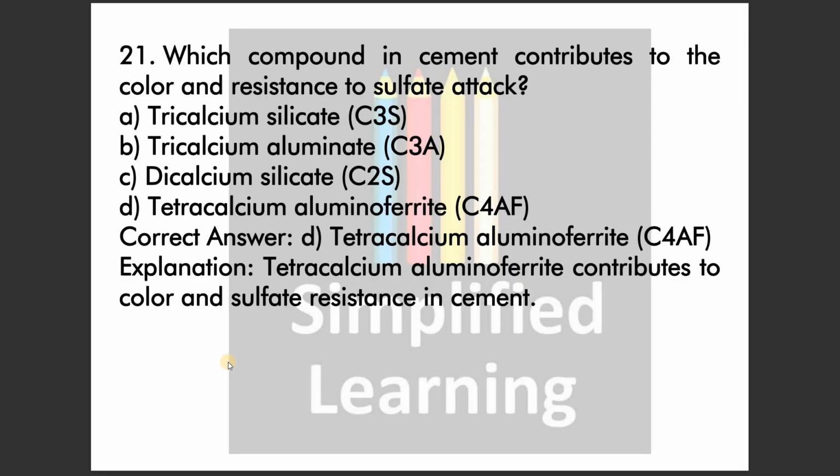Then, which compound in cement contributes to the color and resistance to sulfate attack? Tetracalcium aluminoferrite, or C4AF, contributes to color and sulfate resistance in cement.